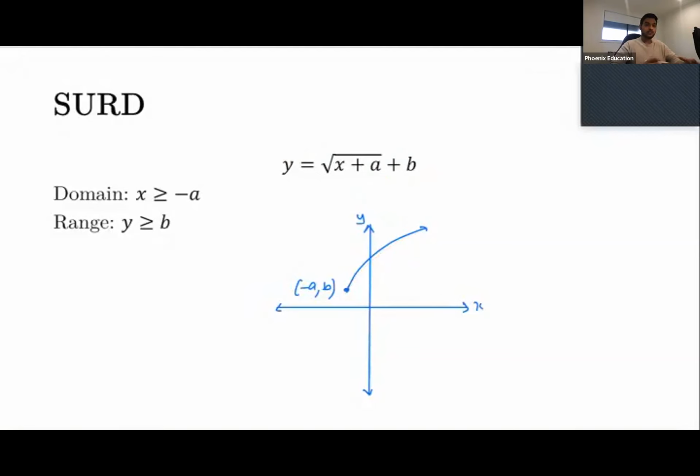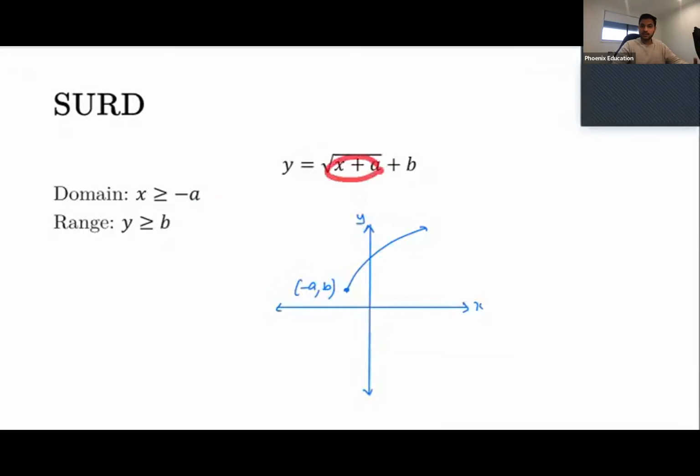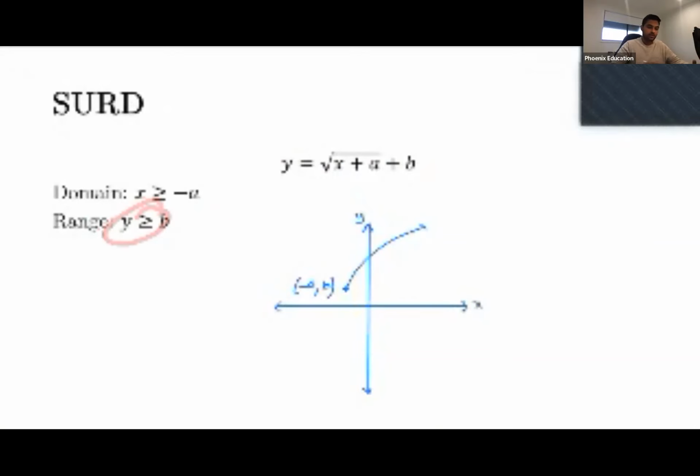For this particular general format of a graph, the domain will be x is greater than or equal to negative a, because we need the inside to be something positive or equal to 0, and the range will be y is greater than or equal to b. So if you just had a standard square root graph, the domain is x is greater than or equal to 0, and the range is also y is greater than or equal to 0.